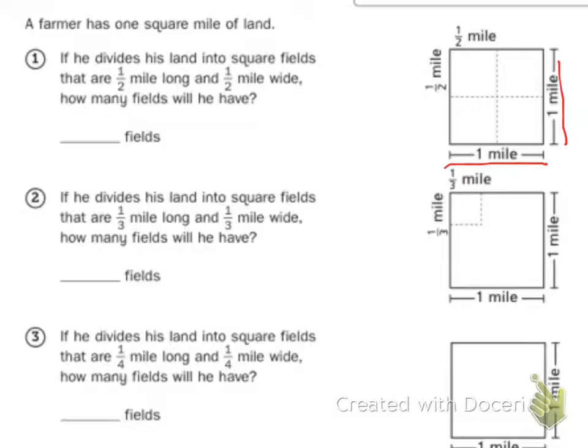So if you look here, if I want to split my mile into halves, I split it right down the middle. So I have 1/2 and 1/2, 1/2 and 1/2. So each now has 2. So I have 1, 2, 3, 4 fields.